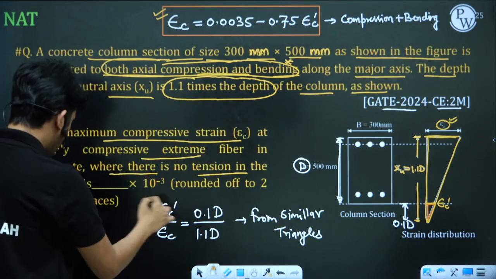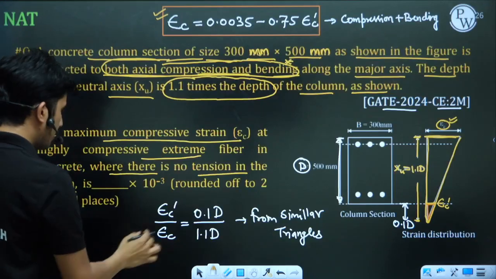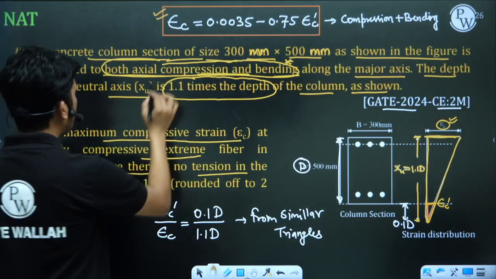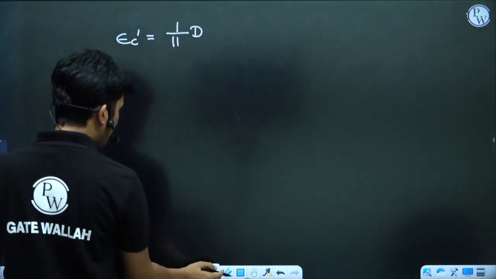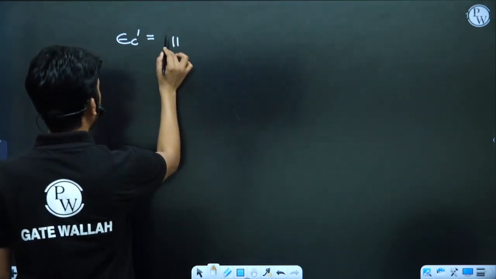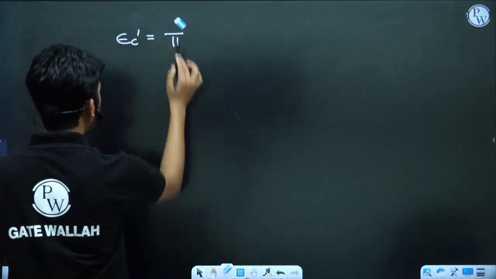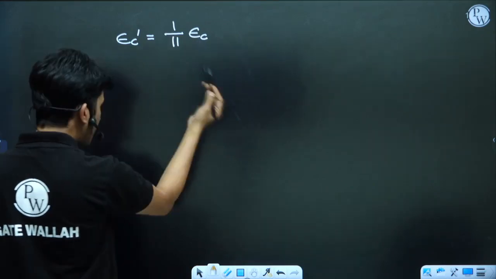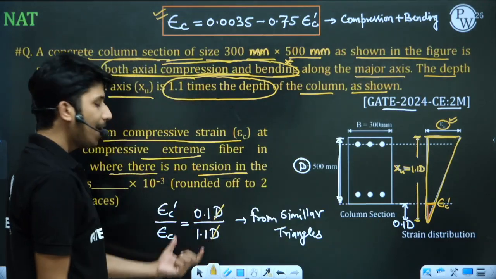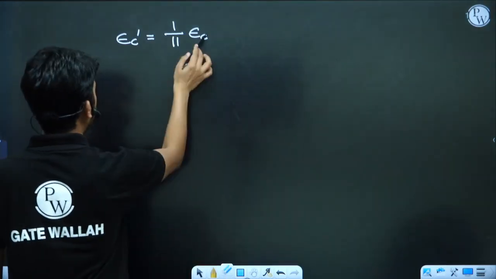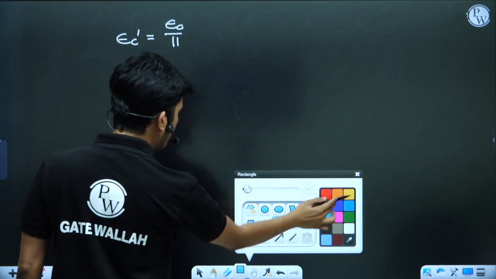So epsilon C dash will be 0.1 upon 1.1 D, which is 1 by 11, times D. Sorry, not D by 11, 1 by 11 of epsilon C. So we can write epsilon C dash is equal to 1 by 11 because this D will cancel out, 1 by 11 times of epsilon C. So this will be epsilon C by 11. Epsilon C by 11 is the value of minimum compressive strain.